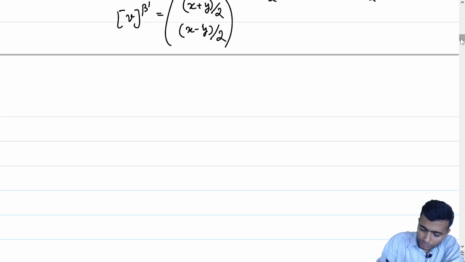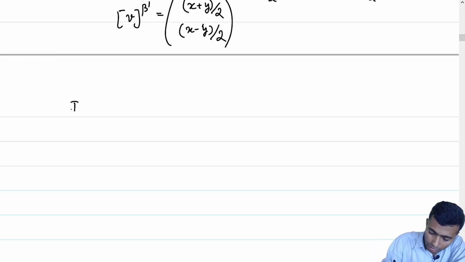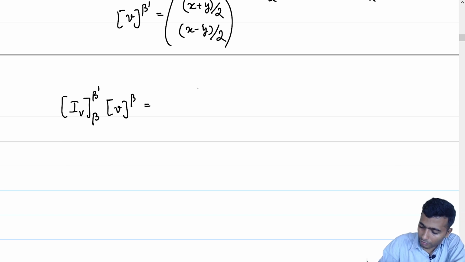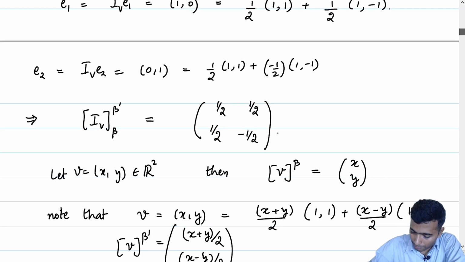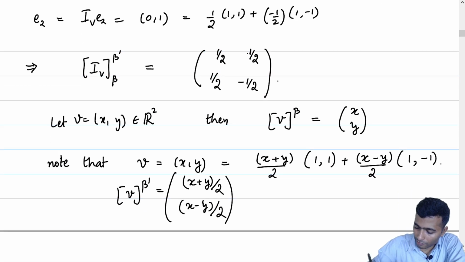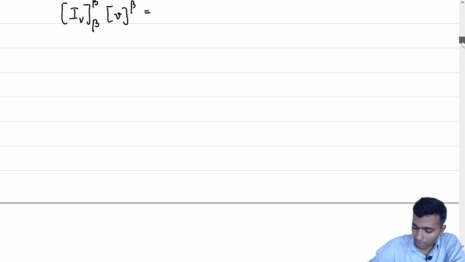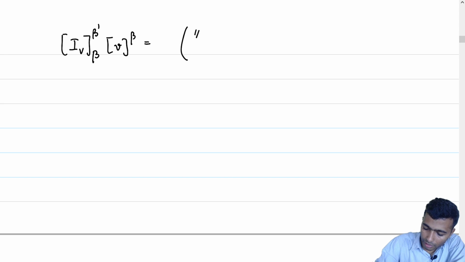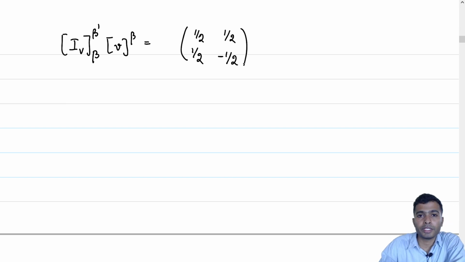Then if you observe what I_V beta prime times V beta is, recall what I_V beta prime is: it's half, half, half, minus half. This is going to be half, half, half, minus half. And what was our V beta? V beta was (x, y).